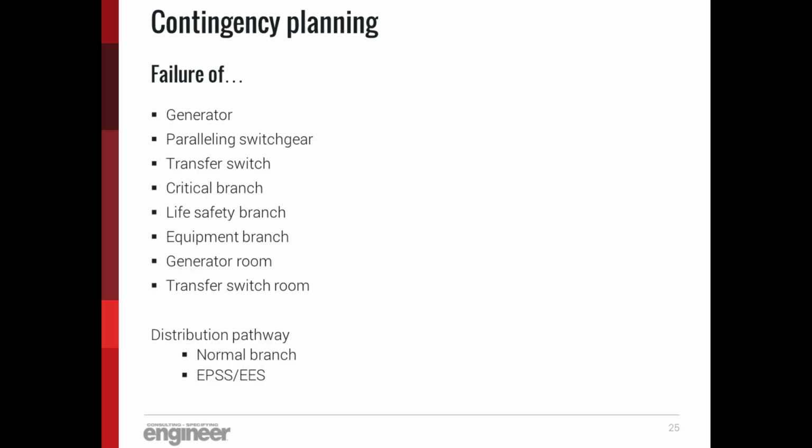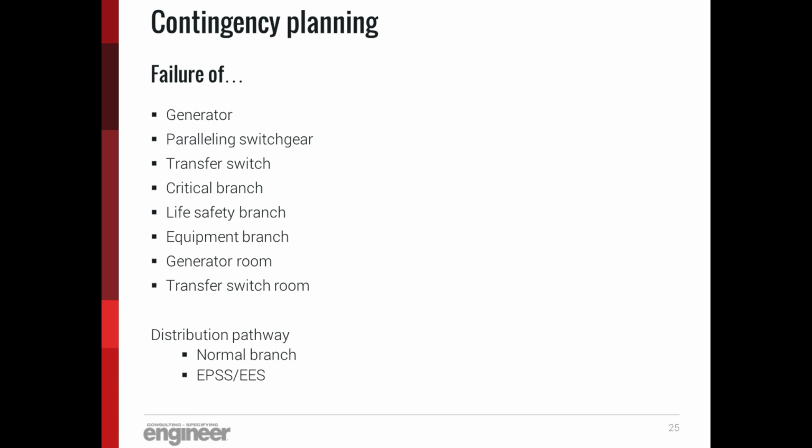Let's talk about contingency planning. I mentioned this before. Any piece of equipment can fail, and the piece of equipment that fails might be one with common mode failure potential. Whether the failure is a generator or a lineup of paralleling switchgear, which may well cause the inability to take the power that's coming out of multiple generators until that particular issue is solved.